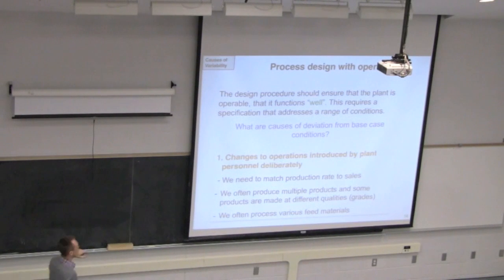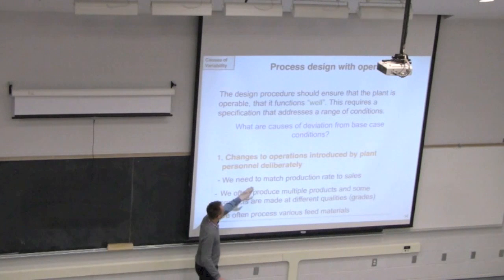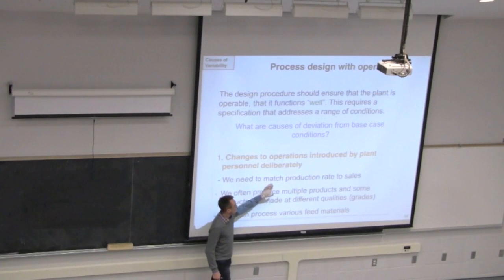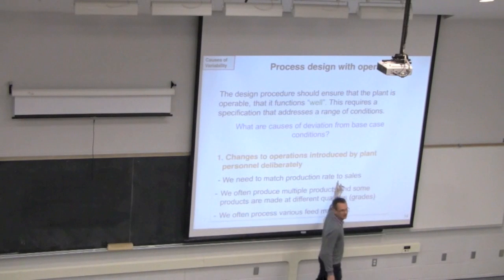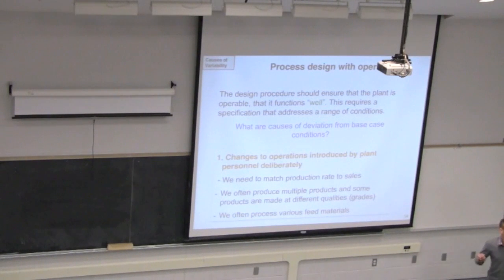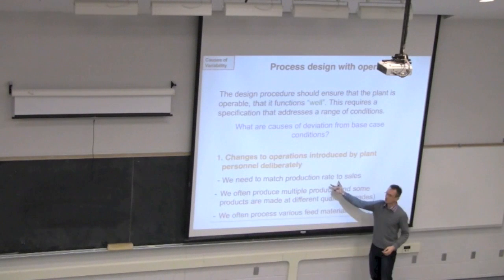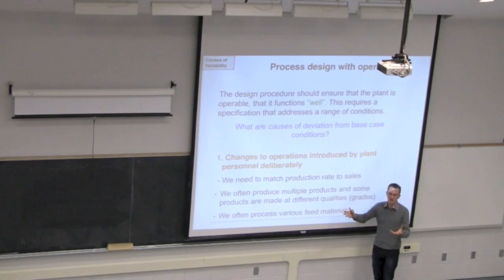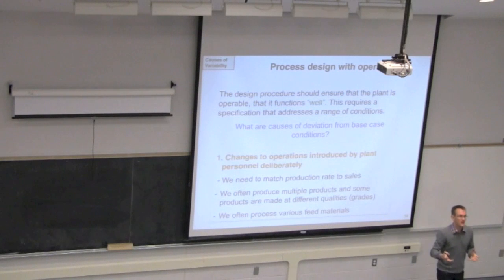Because, for example, you may now find yourself in an economic situation where if you make 1,000 tons per day of methanol, you're not going to be able to sell it all. There's only demand for 800 tons per day of methanol. So what do you do then? So at the end of your process, that extra 200 tons per day, you produce it, you have to put it somewhere, right? You don't have infinite storage capacity.